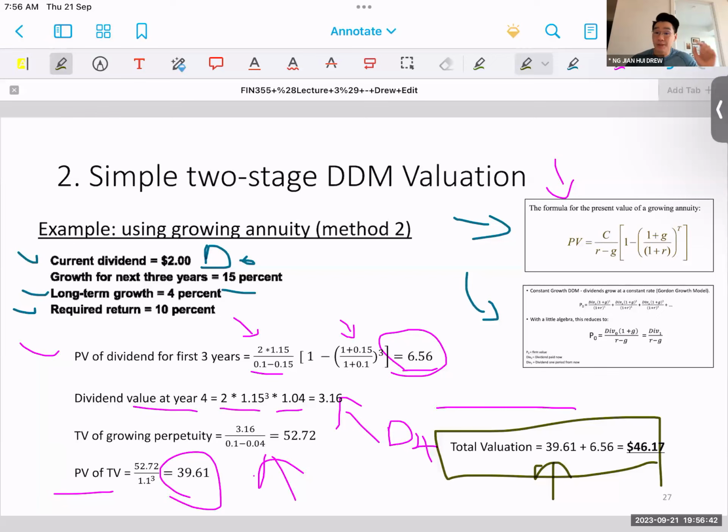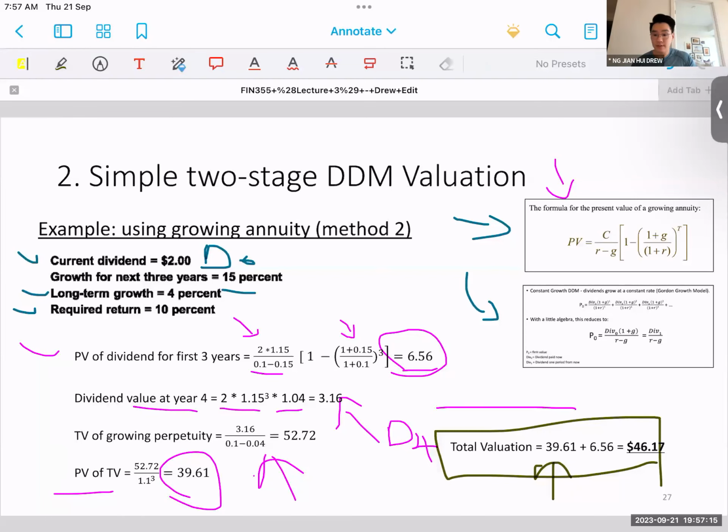And so that's where we go back to what we mentioned earlier, that in a valuation using DDM, FCFE, FCFF, there is very high emphasis on the growth factor, but not only so, but on the terminal value, right? So you need to really estimate the growth properly. Any questions regarding method 2 using the growing annuity?